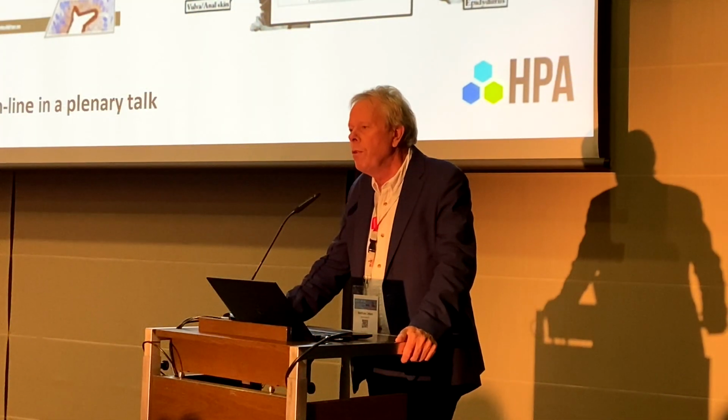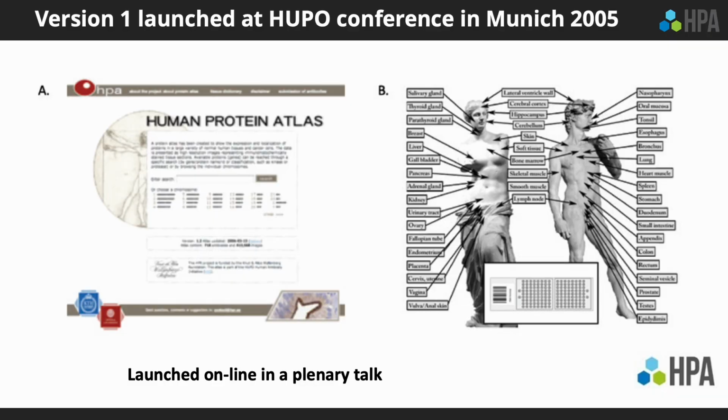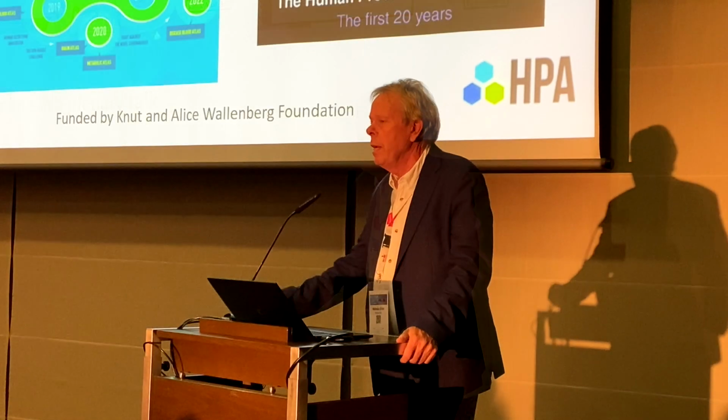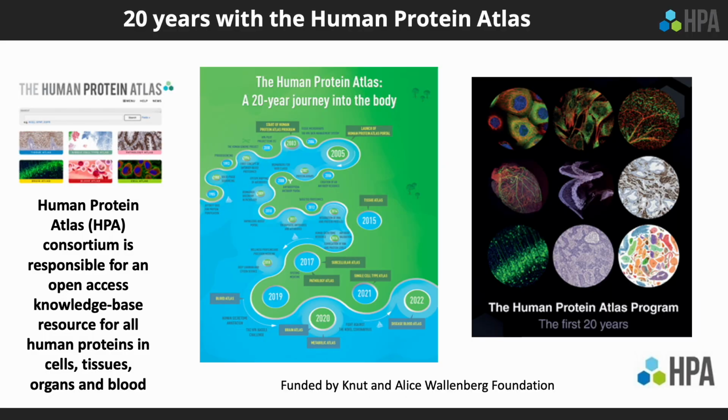The first version of the Protein Atlas was actually done at the UPO meeting in Munich, organized by Matthias Mann, who is in the audience. We have now had funding from the Wallenberg Foundation, a non-profit organization in Stockholm, for 20 years. That has allowed us to build this database in the way that you know.